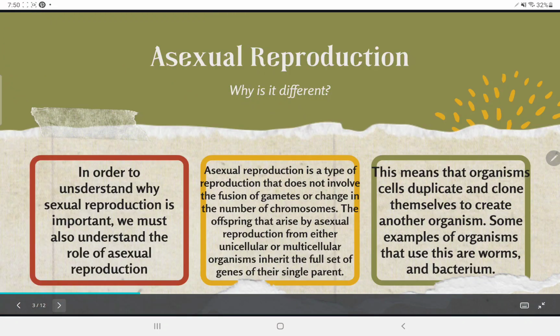Asexual reproduction. Why is it different? In order to understand why sexual reproduction is important, we must also understand the role of asexual reproduction. Asexual reproduction is a type of reproduction that does not involve the fusion of gametes or change in the number of chromosomes. The offspring that arise by asexual production from either unicellular or multicellular organisms inherit the full set of genes from a single parent. This means that organism cells duplicate and clone themselves to create another organism. Some examples of organisms that use this are worms and bacterium.